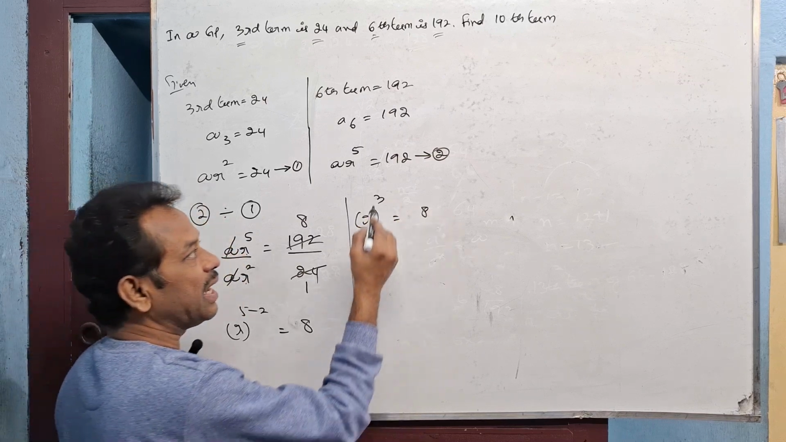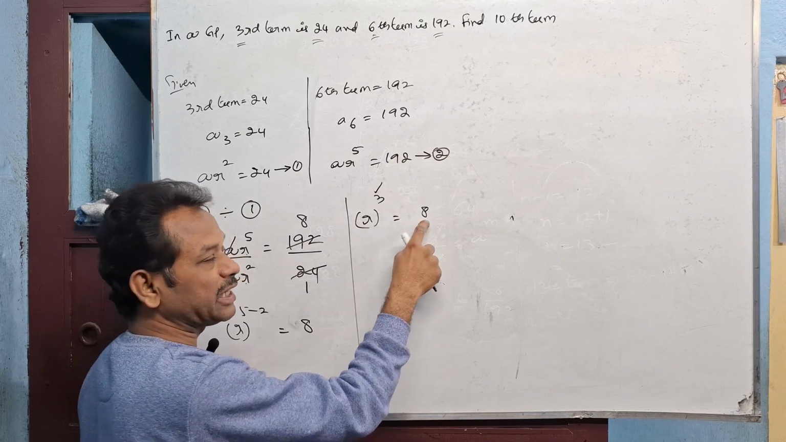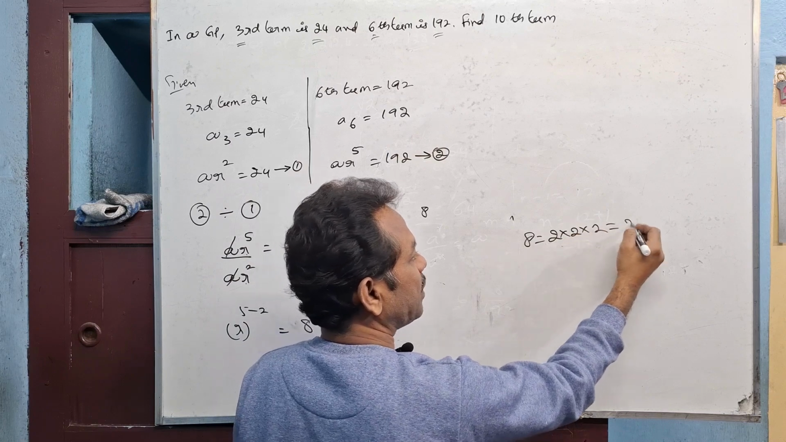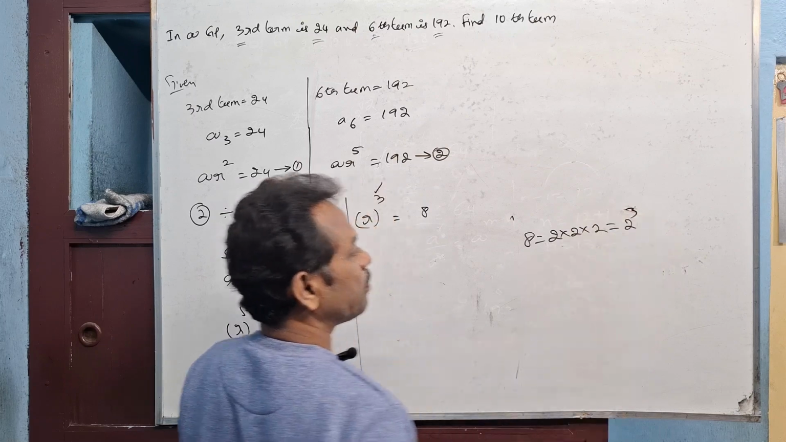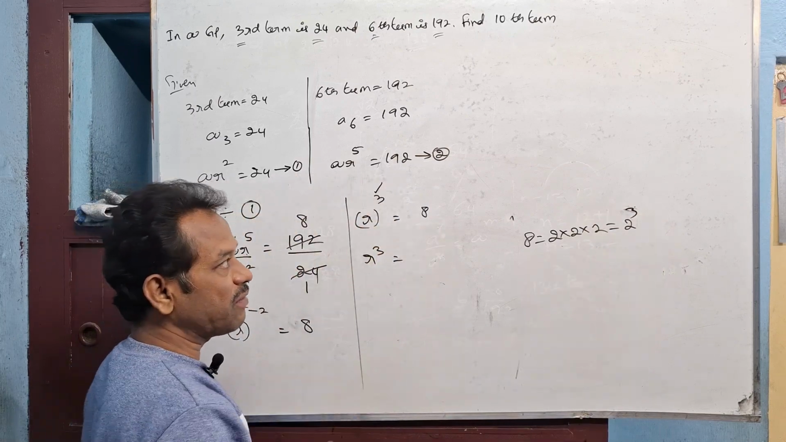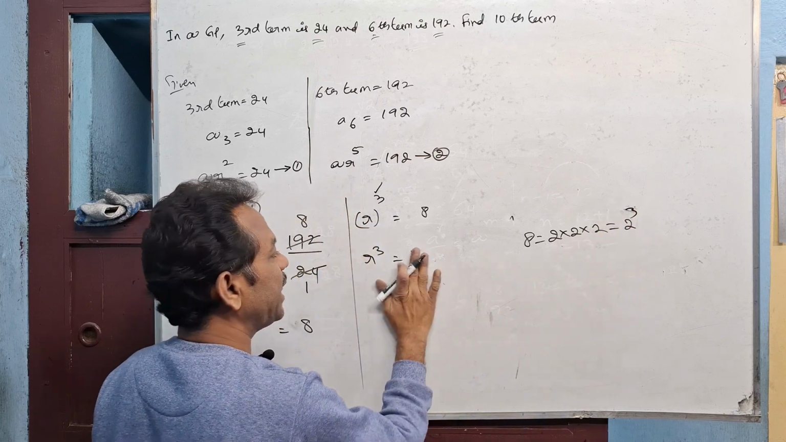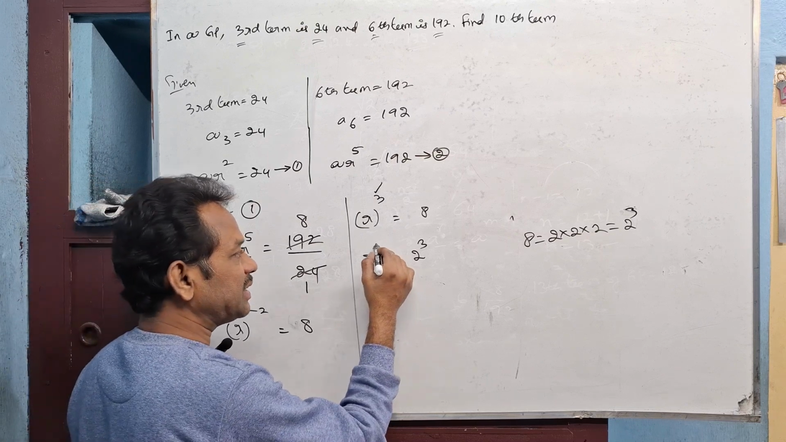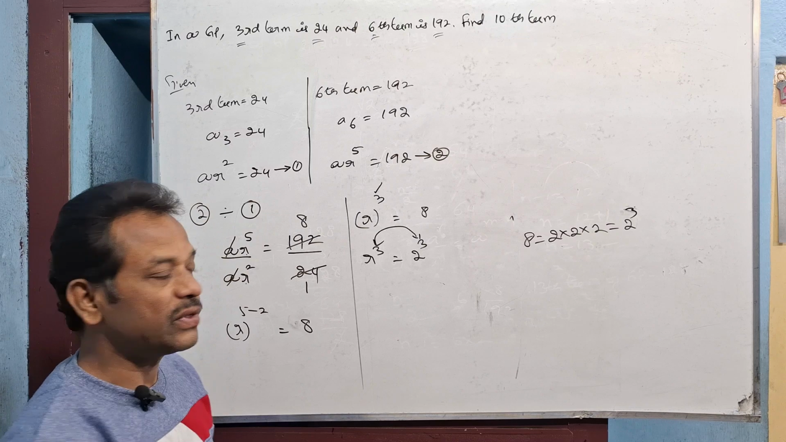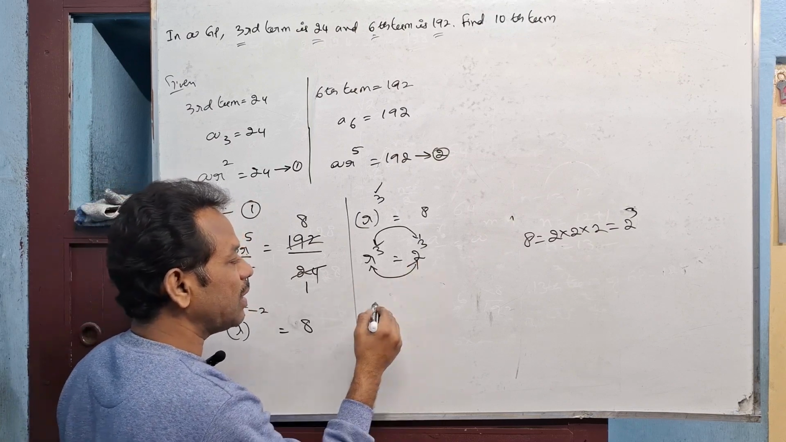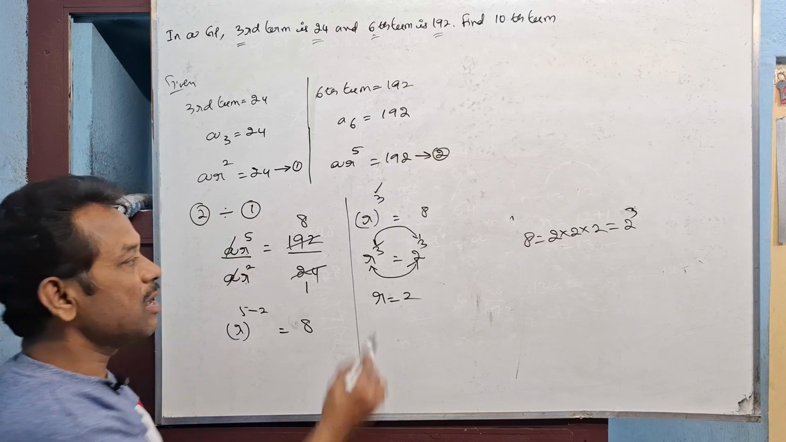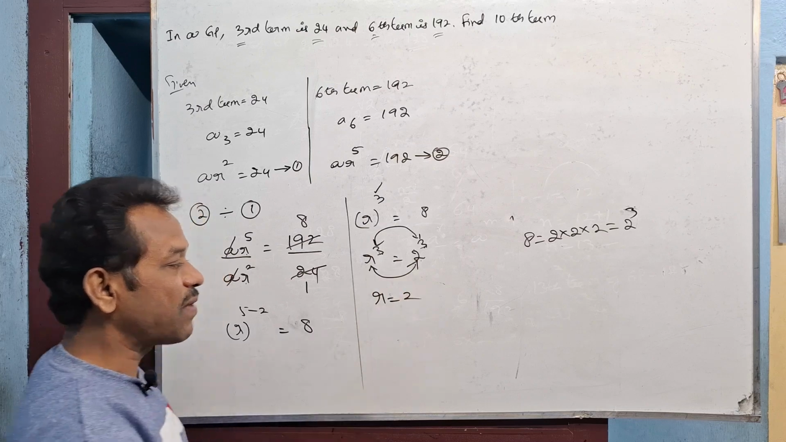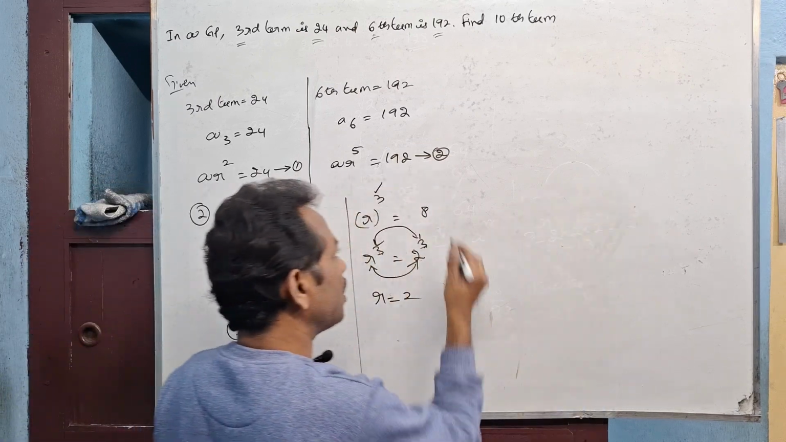Now look at this LHS. In the LHS, our power is 3. Let me express the RHS as power 3. So 8 you can take as 2 into 2 into 2. That means you can write 2 cube. So R cube equal to 2 cube. Now look at the LHS and RHS. In LHS and RHS, the powers are equal. Then we can say the base is also equal. So since the powers are equal, we can say the value of R is 2. So here we got the value of R.